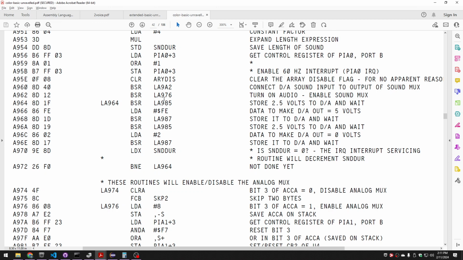So this is the code that sends the data to the DAC. It starts at 2.5 volts, goes up to 5 volts, back down to 2.5 volts, and then all the way down to 0 volts. And that's the wave, and it just keeps repeating. So it goes mid, high, mid, low, mid, high, mid, low. So it's actually a triangle wave.